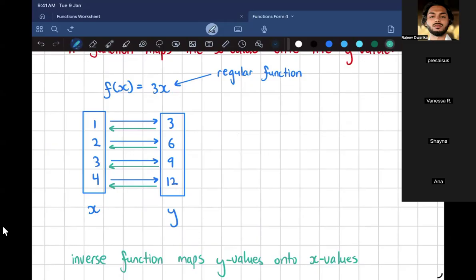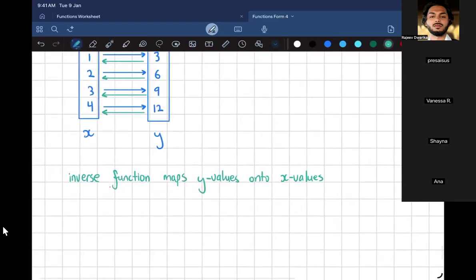Vanessa, if I divide 3 by 3, what am I going to get? 1. If I divide 6 by 3, what am I going to get? 2. If I divide 9 by 3, what am I going to get? 3. I'm just doing the inverse. I'm multiplying by 3, so the inverse is dividing by 3. Simple. All right. So the inverse function for this, I would write as f inverse of x, that would be equal to a third of x.